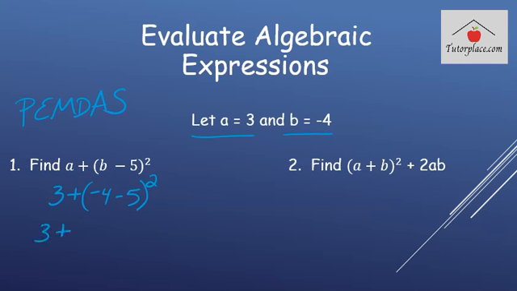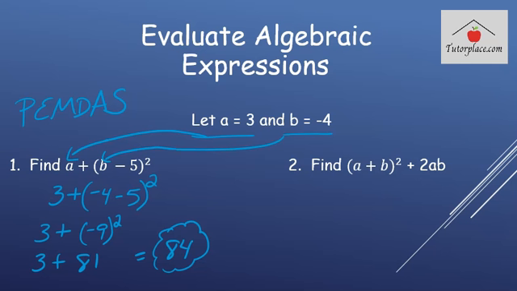So that's going to be 3 plus, now -4 minus 5 is -9, and I need to square that. I'm still going to put that in parentheses to make sure you're squaring the negative part, the -9. So that's going to be 3 plus -9 times -9, which will give us 81. And 3 plus 81 is 84. Again, the hard part here, if there is a hard part, is you've got to make sure you plug in the correct number for the letter. And then be very careful with your negative signs and your parentheses. Okay, let's do the next problem.